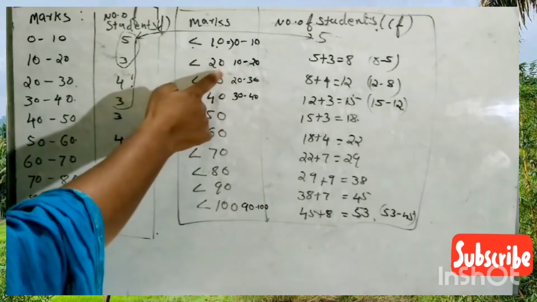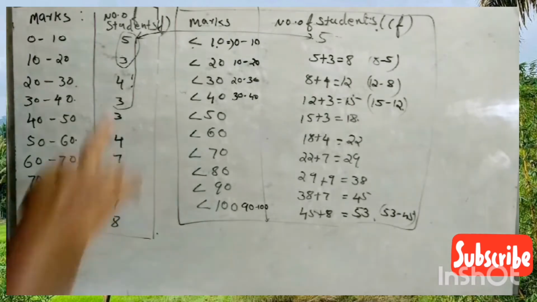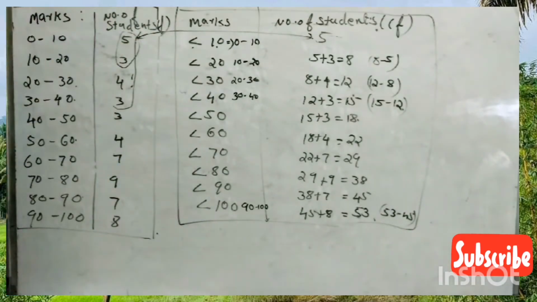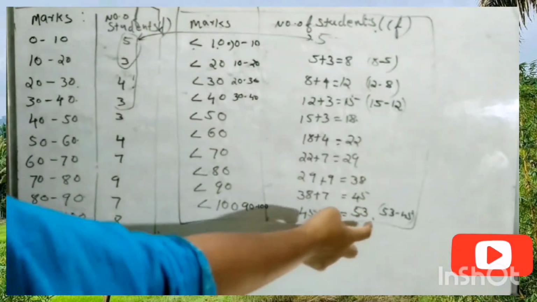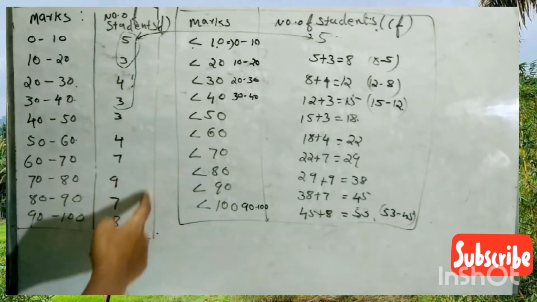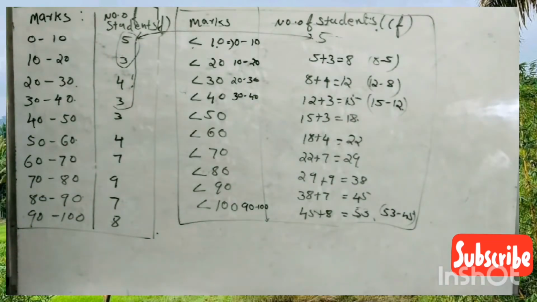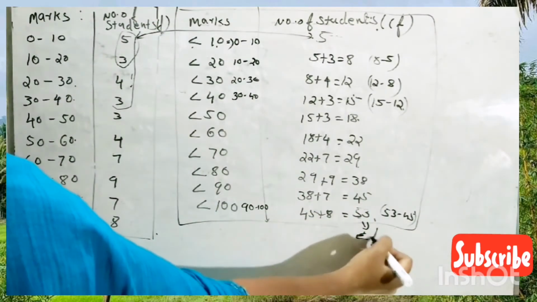And less than 20 means we consider the marks from 0 to 20. That means we need to add 2 frequencies. So 5 plus 3, 8. And we will continue like this. And this last value 53 is actually the summation Fi. That last value in the less than table, you should get as summation Fi. Thus 53 is summation Fi.